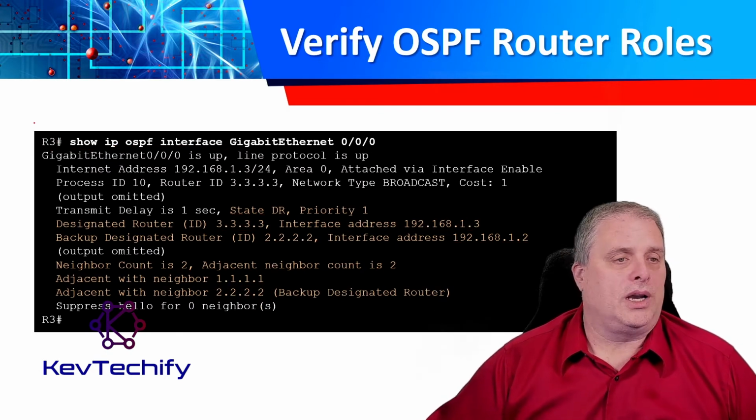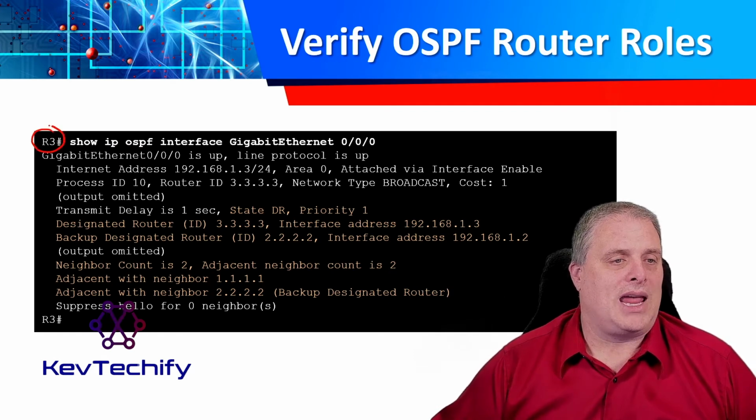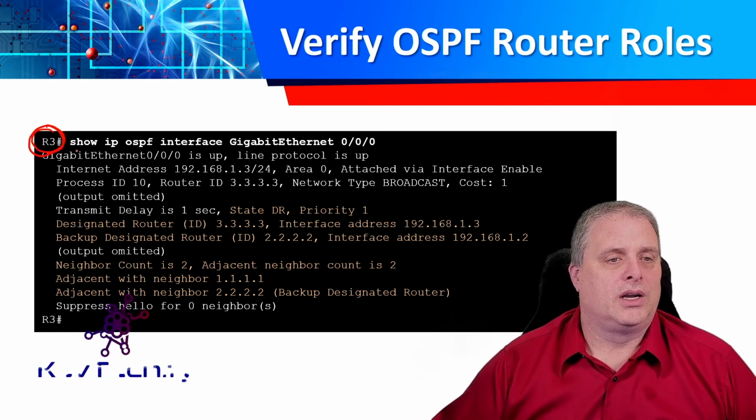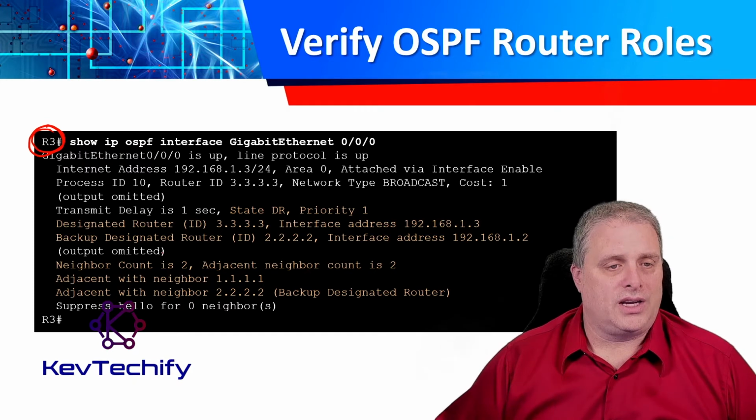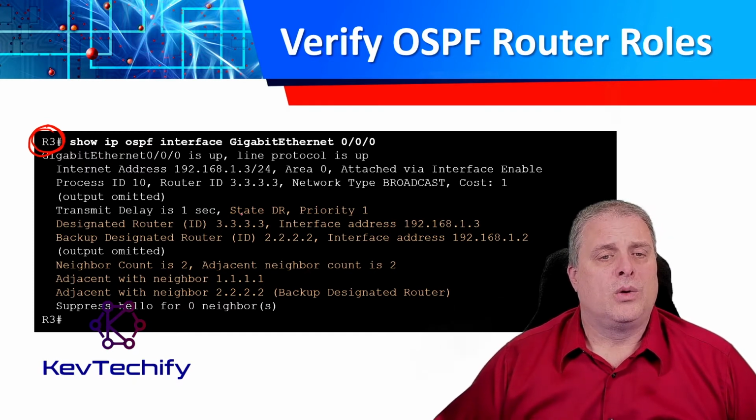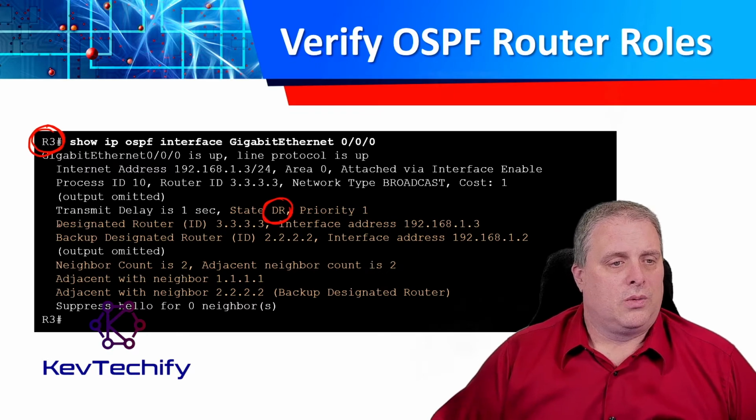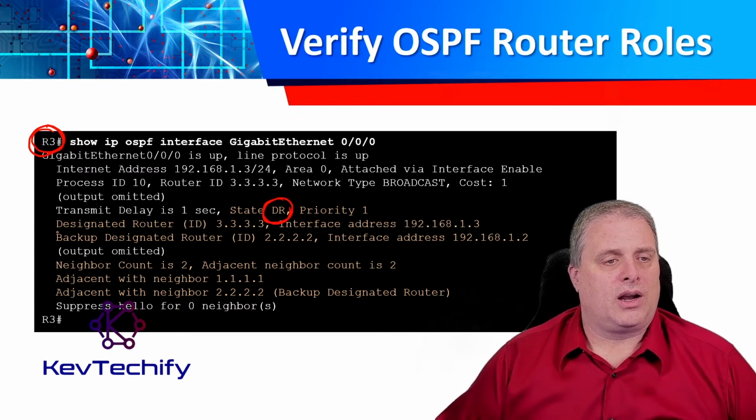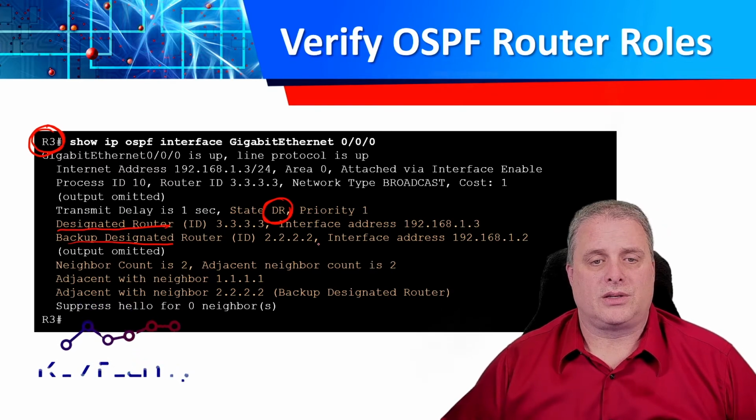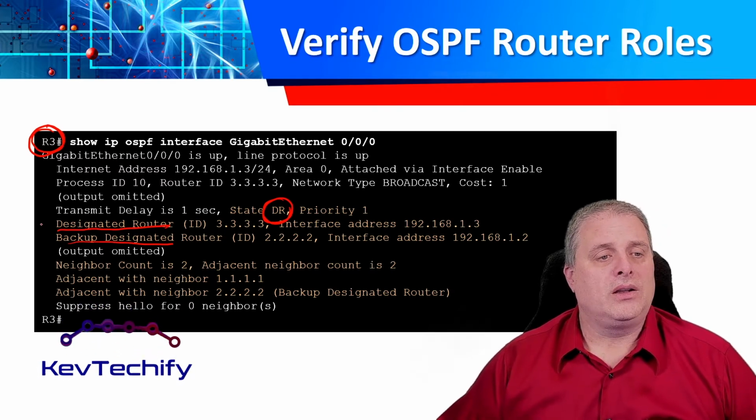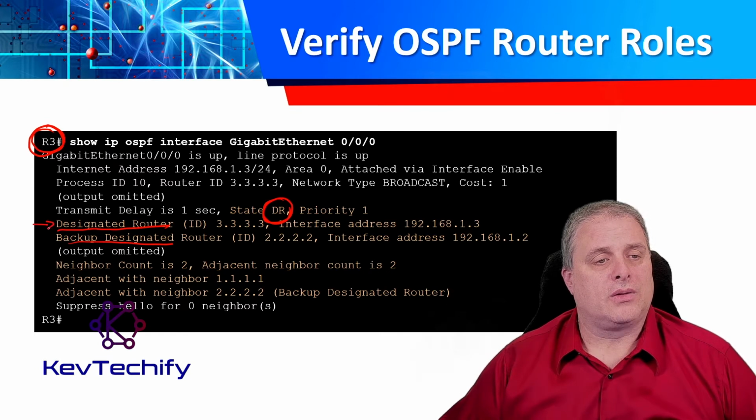Then on R3, we can issue that same command again, show ip ospf interface. Come down here, we can see that our state is designated router. We list out our designated router and our backup designated router, 3.3.3.3 and 2.2.2.2. We are the 3.3.3.3, but we're still going to list that out.